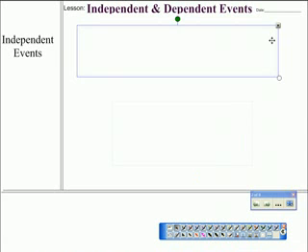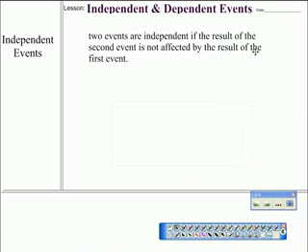All right, independent events. Two events are independent if the result of the second event is not affected by the result of the first event. And as soon as you're done writing that down, I will give you an example that will illustrate it for you.